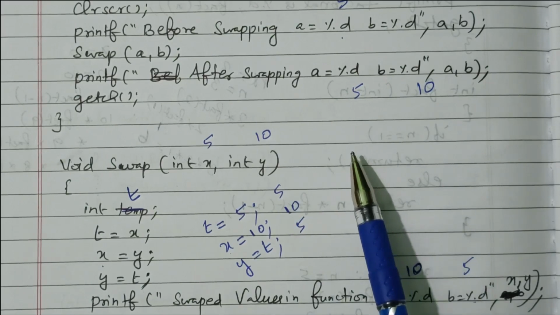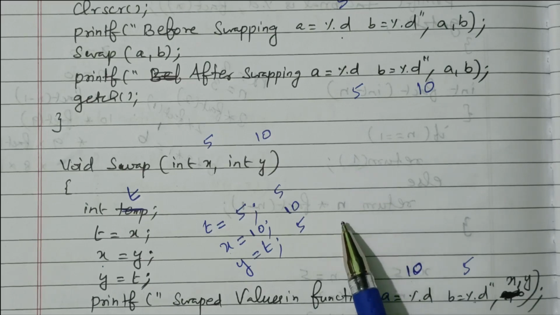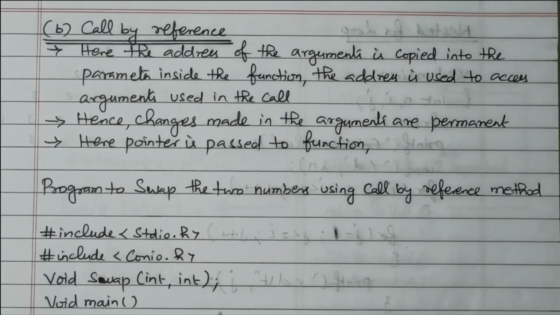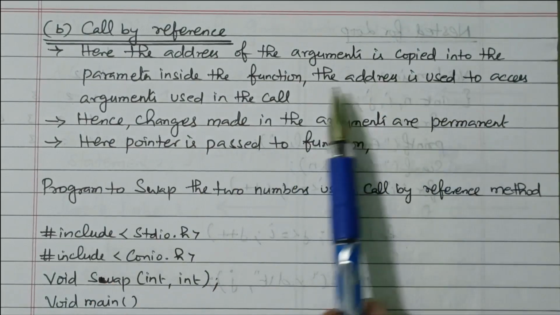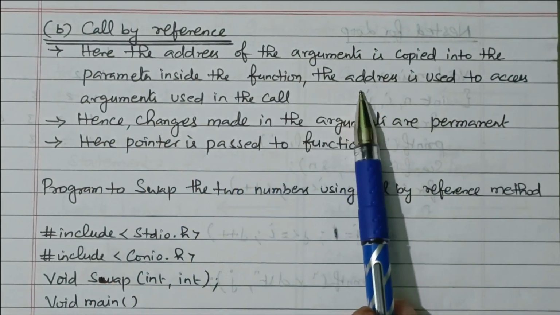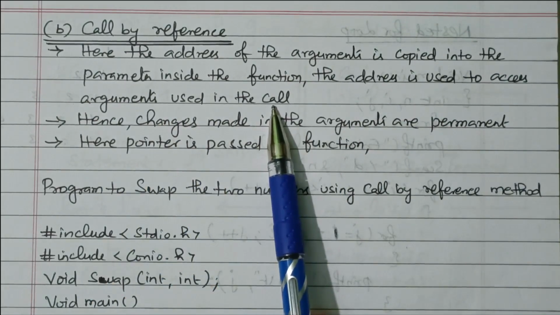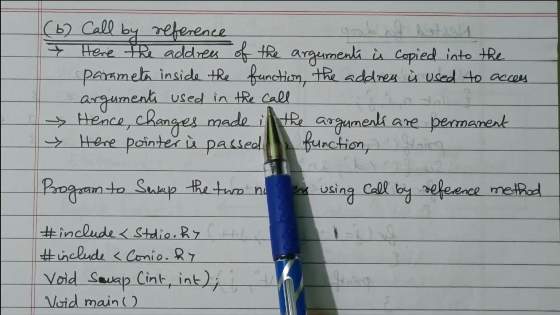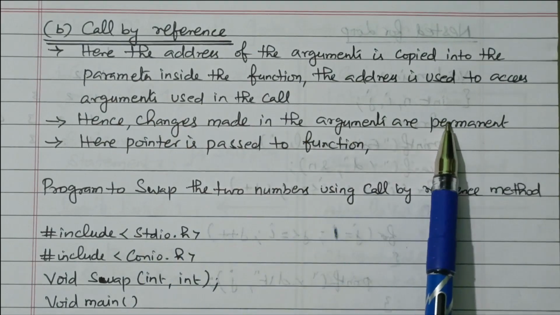Next we will go to the call by reference method. It permanently changes the value. If the value is changed either in the main program or the function, it will reflect in all the places. That is called the call by reference method. Now we will see this method. In this method, the address of the arguments is copied into the parameter inside the function. The address is used to access the argument used in the call. In the previous method we sent a copy of the variable and the original value was retained, but here we are sending the address. So changes made in the argument are permanent.